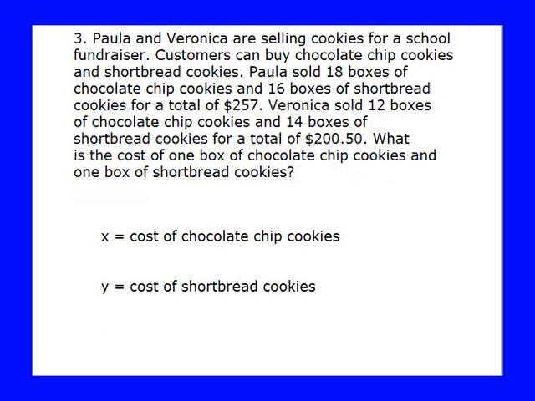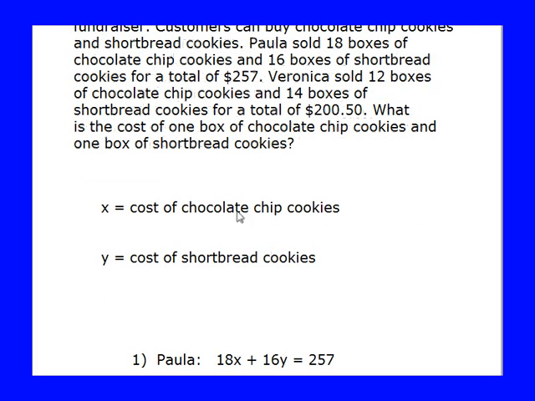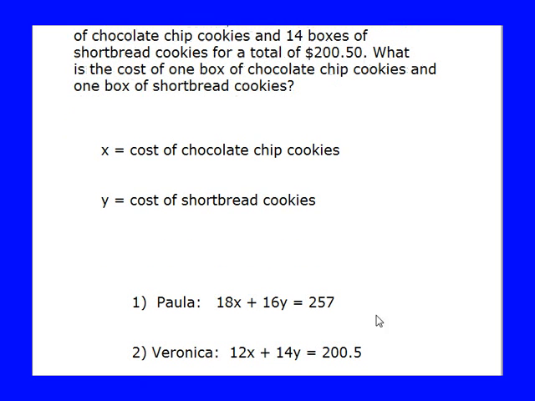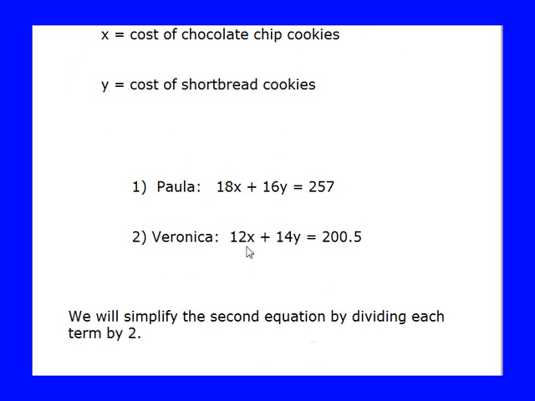So we have two unknowns here, and the unknowns are the cost of chocolate chip cookies and the cost of shortbread cookies. So we let x equal the cost of the chocolate chip cookies, y equals the cost of the shortbread cookies. So for Paula, our equation is 18x plus 16y equals 257. For Veronica, the second equation is 12x plus 14y equals 200.5.